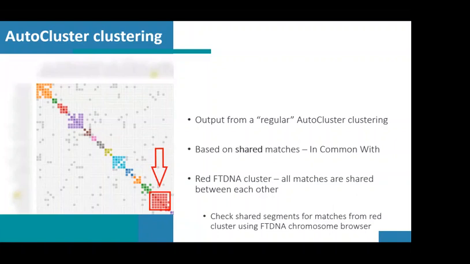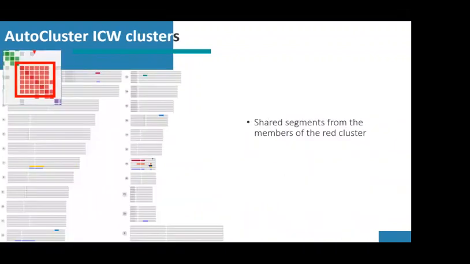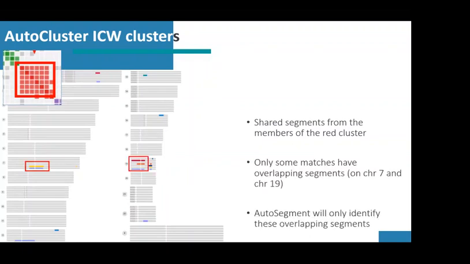The red cluster represents DNA matches that all match each other. We will now check the shared segments using the chromosome browser on Family Tree DNA. In this overview, we are seeing the shared DNA segments from the members of the red cluster. As can be seen, only some matches have overlapping segments on chromosome 7 and on chromosome 19. It's good to remember that for shared match clusters, not all cluster members will share the same segment. It's a possibility, but no guarantees.